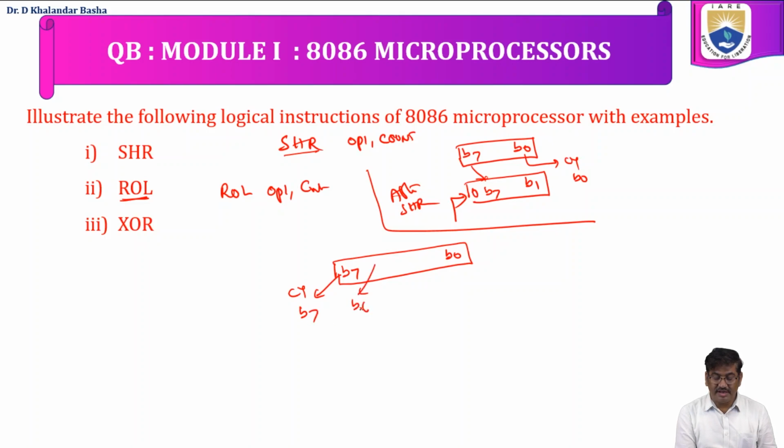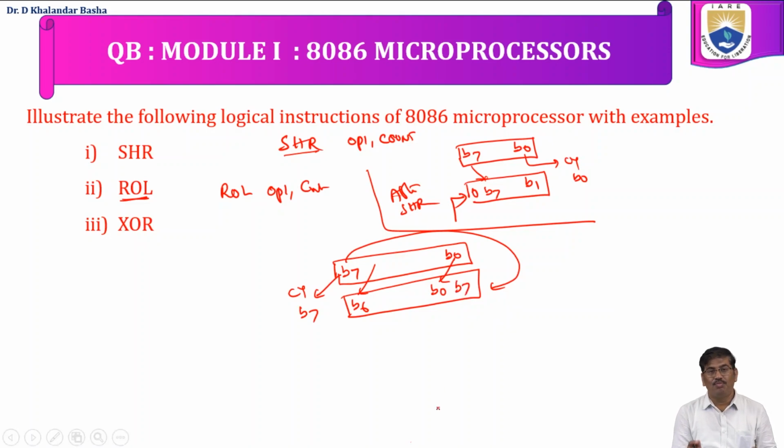B6 will sit in the MSB position. B0 will occupy the B1 position, and as it is without carry, B7 will be placed in both the carry flag as well as the LSB.